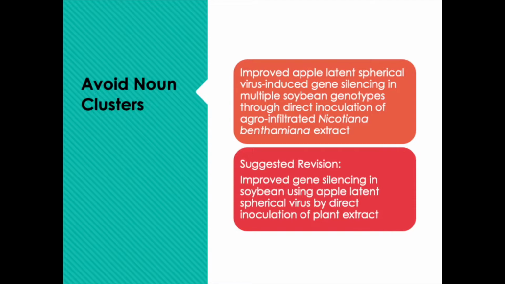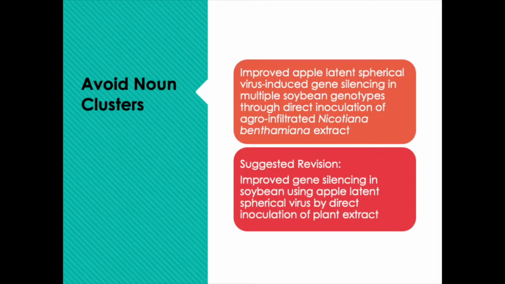What I would suggest revising this title to is as follows. Improved gene silencing in soybean using apple latent spherical virus by direct inoculation of plant extract. I have broken up this noun cluster, and I have also simplified the title a little bit. I took out some of the methodological references. Agro-infiltrated Nicotiana benthamiana, I don't think that's really necessary in the title. We'll just call it plant extract.